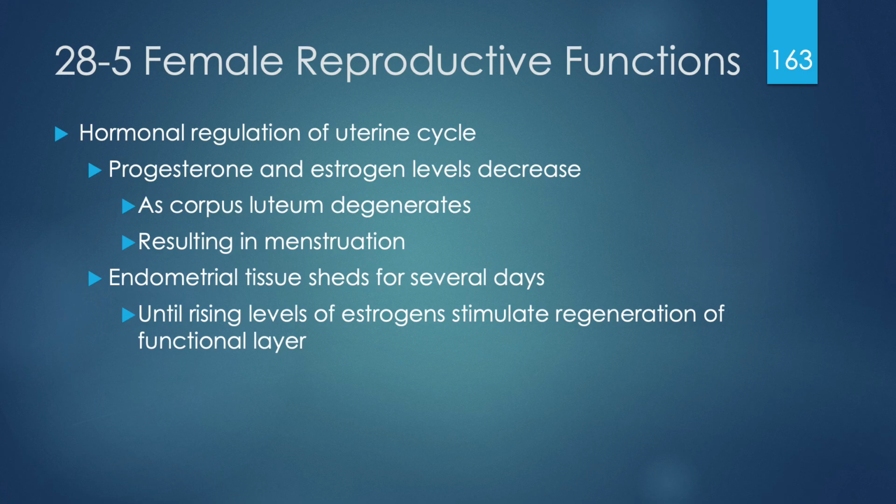As we just looked at in the previous image, we know that the progesterone levels and estrogen levels will decrease as the corpus luteum degenerates, because remember, it was that big yellow structure in the ovary that is full of cholesterol, which synthesizes hormones. As the corpus luteum degenerates, those hormone levels go down, and this results in menstruation. The endometrial tissue shed will last for several days, and that ranges from person to person. It will continue to shed until the levels of the estrogens rise and hit a point at which they stimulate regeneration of the functional layer of the endometrium, and then we restart.